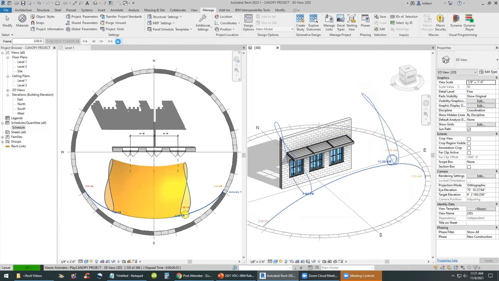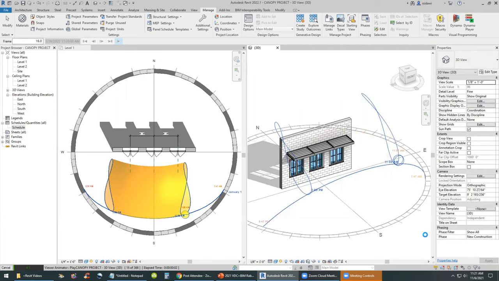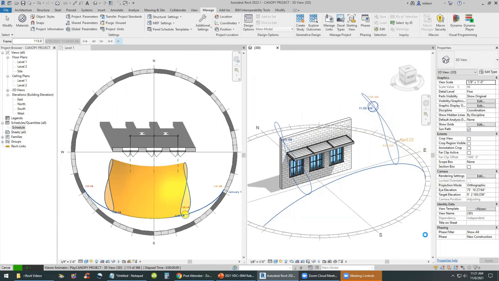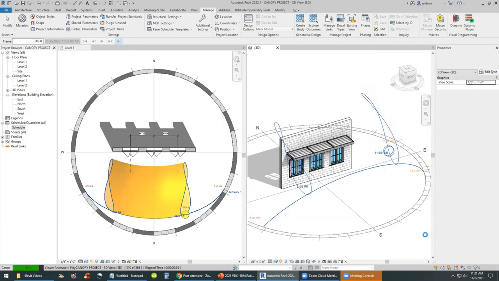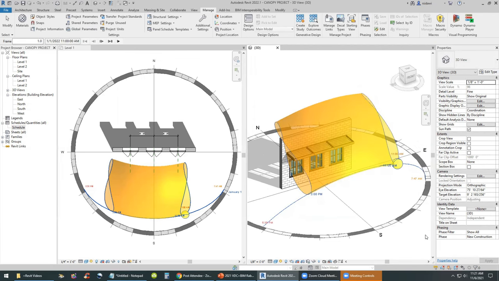This is January. Shading is not required, really. Okay, let's play this again. So this is January, February, March, April, May, June, July, August, September, October, November, December. Okay, so the summer months is where the shading is working for us. That's perfect. This is exactly what we want.